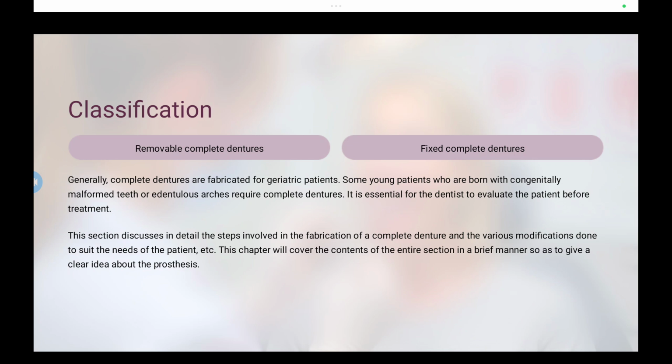It is essential for a dentist to evaluate the patient before treatment. This section discusses in detail the steps involved in the fabrication of a complete denture and the various modifications done to suit the needs of the patient. This chapter will cover the contents of the entire section in a brief manner to give a clear idea about the prosthesis.